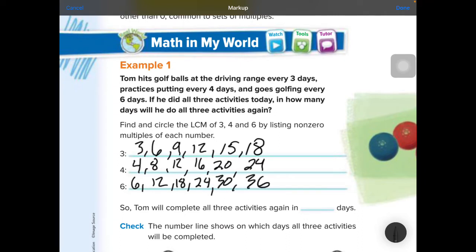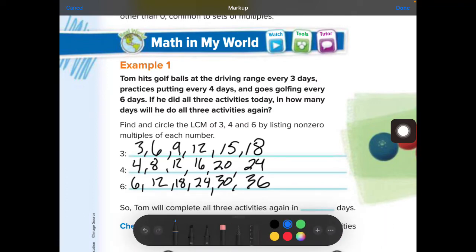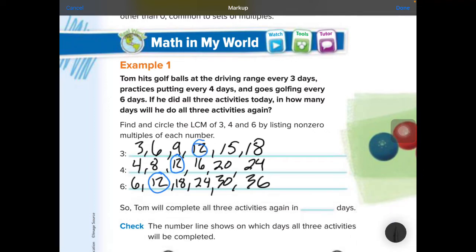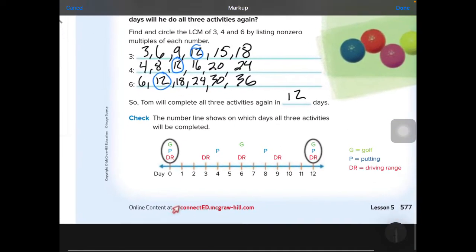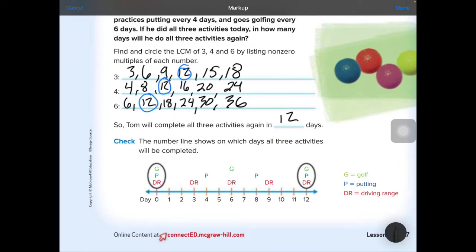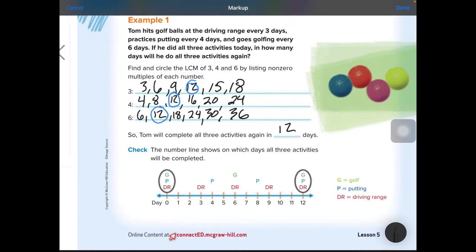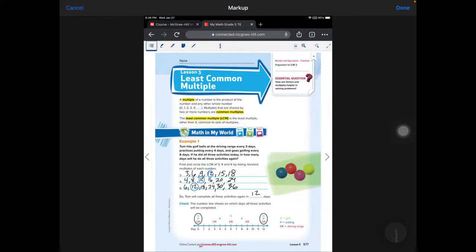24, 30, 36. Now generally, you can stop once you see you hit a number that is common with all of them. But in this case, I went through the whole lineup of about 6 multiples each. So you can see that the least common multiple is 12. So in 12 days, he will have all 3 activities completed. And here is a number line showing all the things that he's doing.